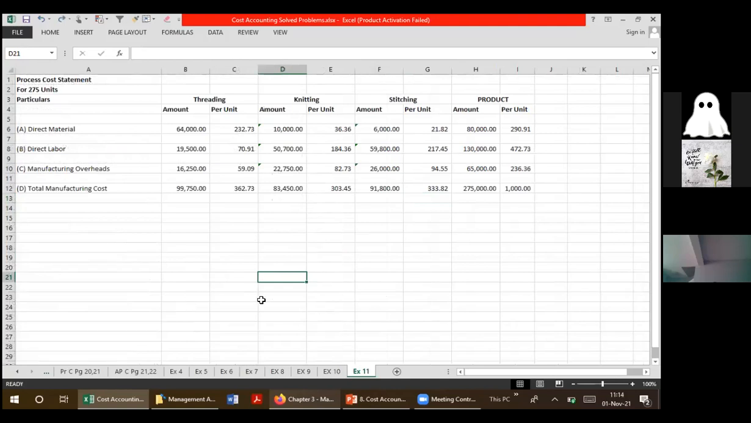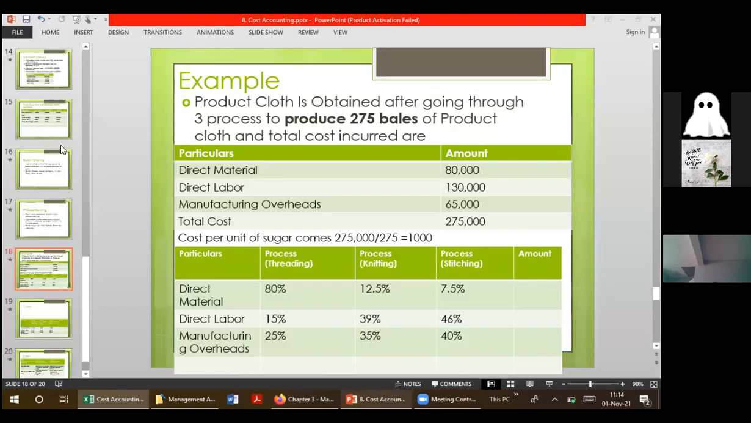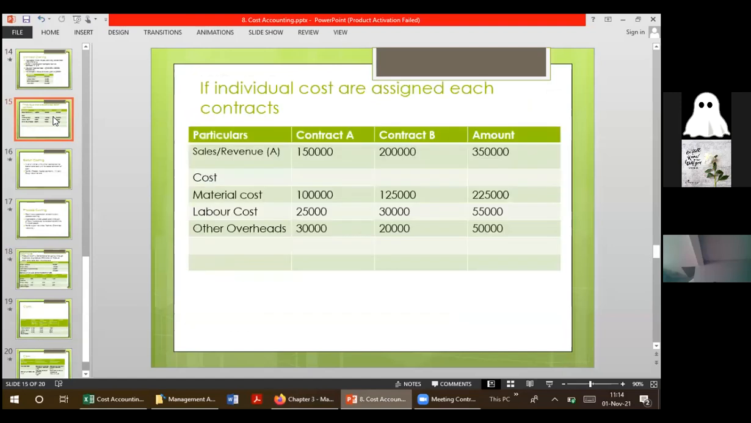The example they've given here is for contracts or job costing. So there is a job A and job B. They add up to be the total income and expenses for the company, like this one.